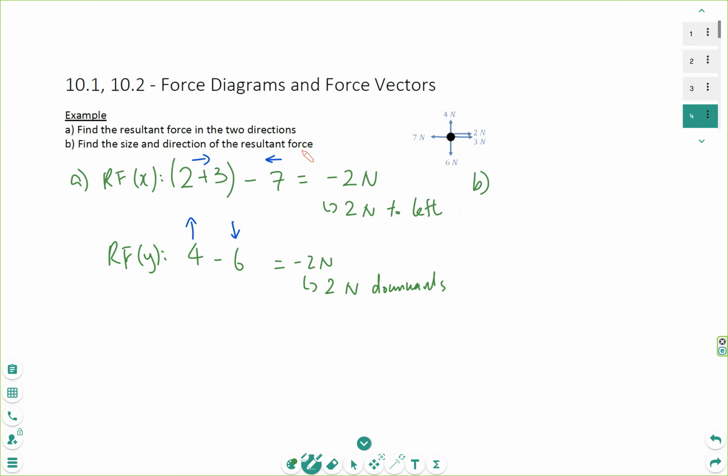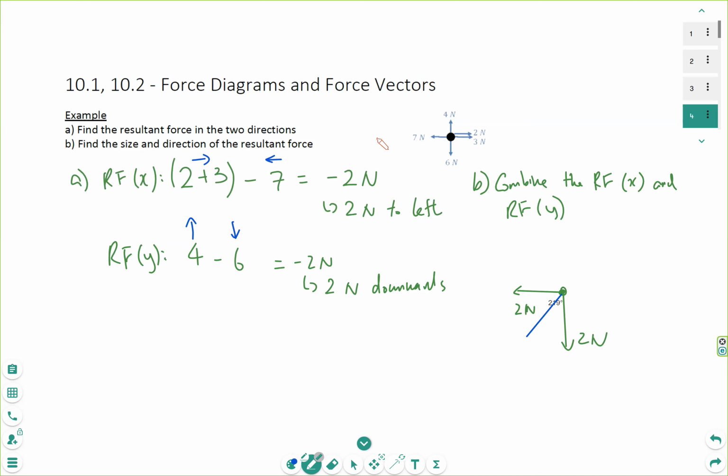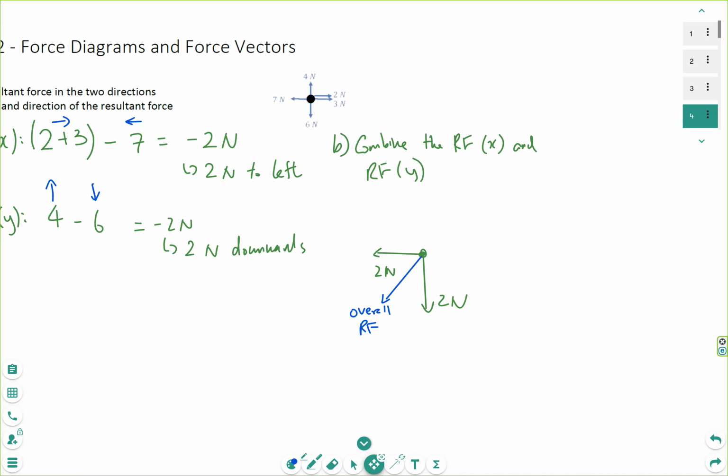So now, if I combine the resultant force in x and resultant force in y, what will it look like? The particle in here becomes 2 Newton left and then 2 Newton down, right? So where's the final resultant force? The final will be here. So this is the overall resultant force. Okay. So how do you work out the size of this?